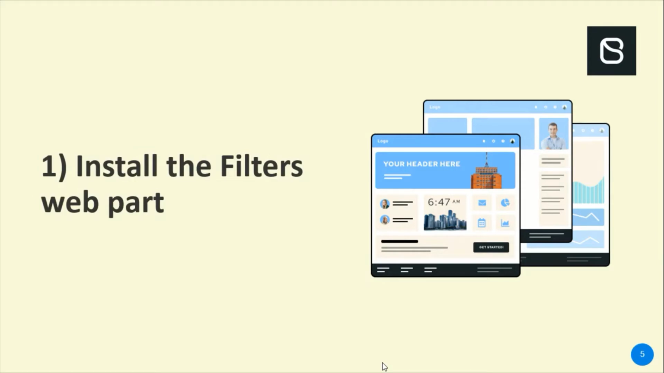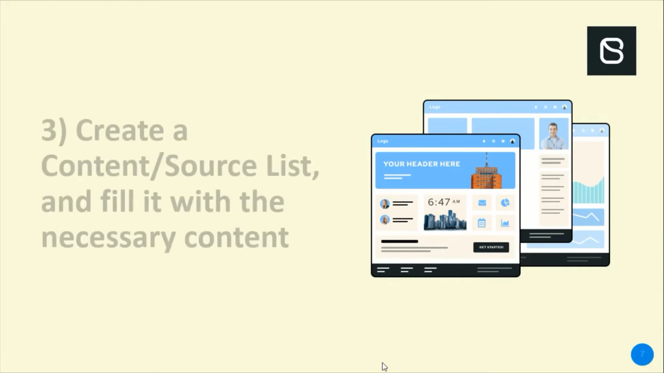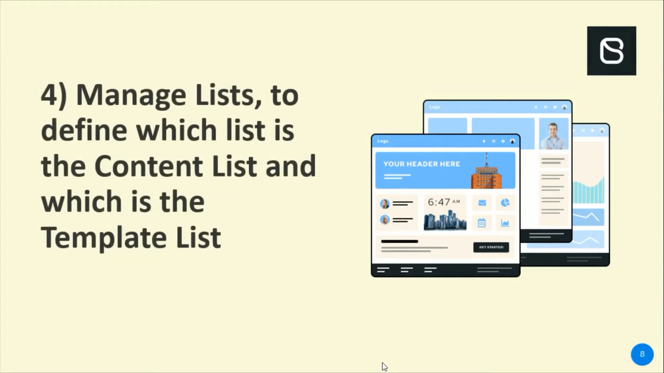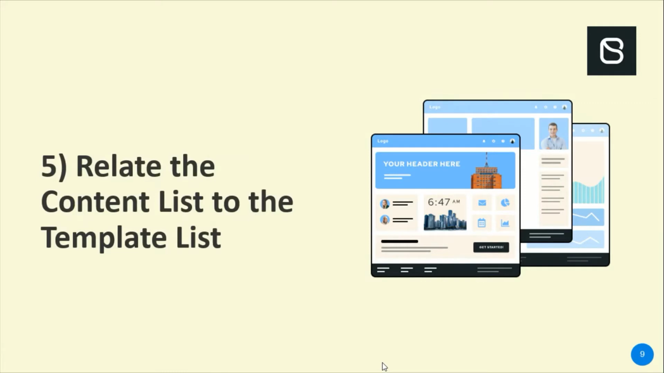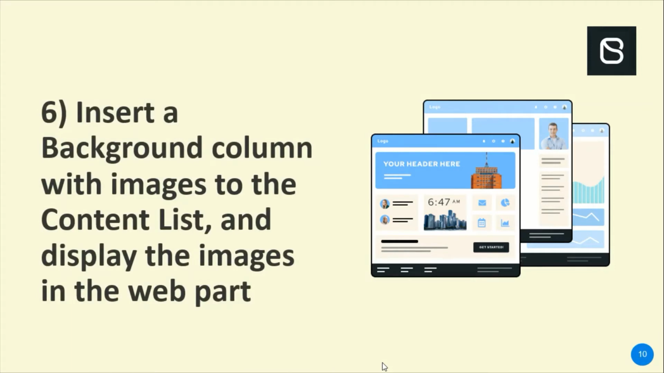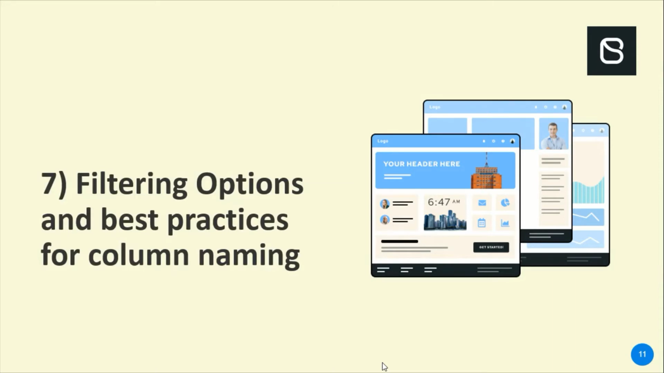Number 1. Install the filters web parts. Number 2. Create a template list. Number 3. Create a content/source list and fill it with the necessary content. Number 4. Manage lists to define which list is the content list and which is the template list. Number 5. Relate the content list to the template list. Number 6. Insert a background column with images to the content list and display these images in the web part. And finally, number 7. Filtering options and best practices for column naming.